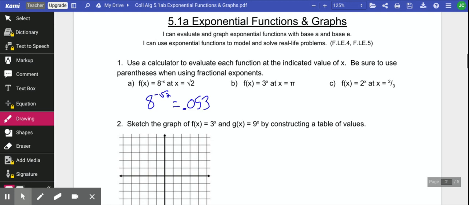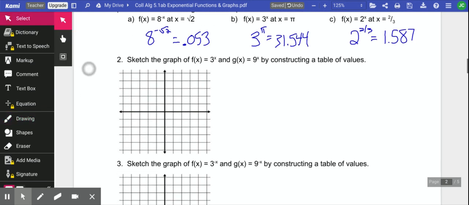Okay. We can raise exponents to strange things like 3 to the pi. When you do that, you should get 31.544. And we can also do 2 to the 2/3. Okay. Use that fraction button to do that, and you should get 1.587. So just plug those into your calculator. Make sure that you can get something like that.